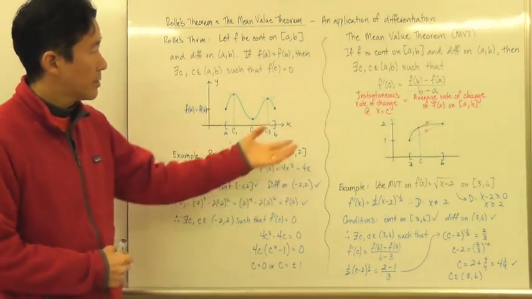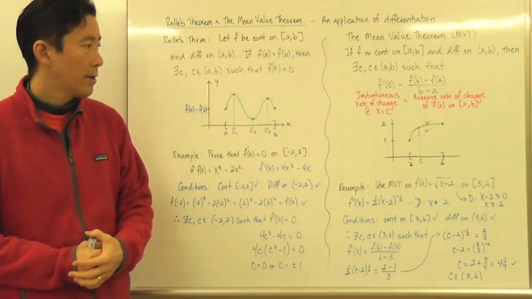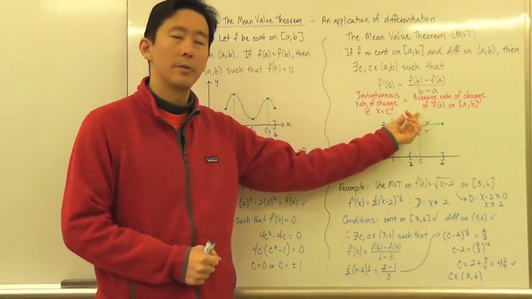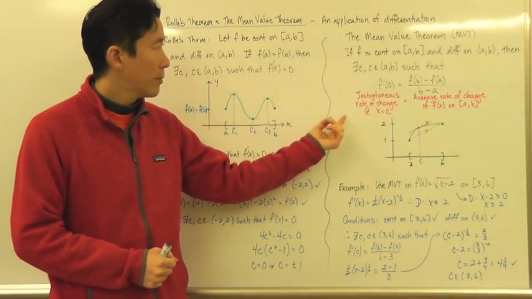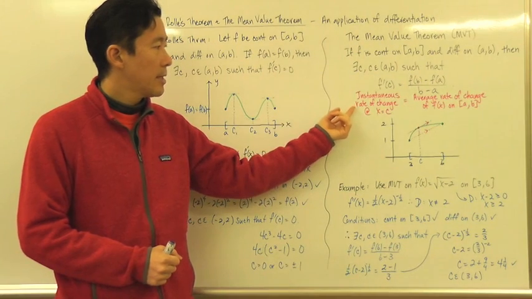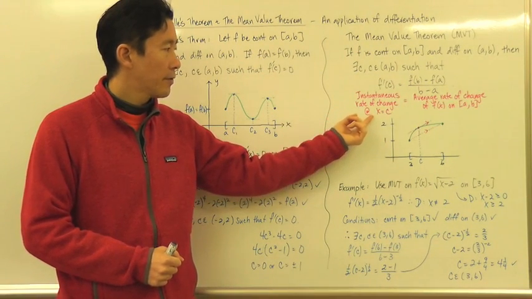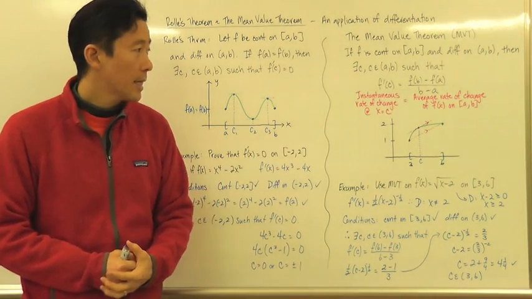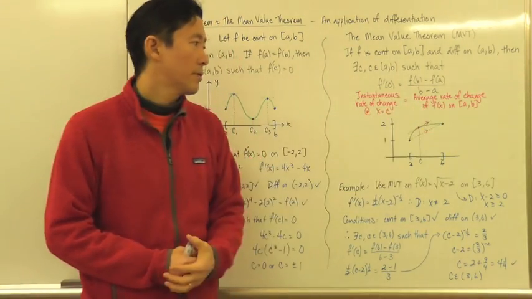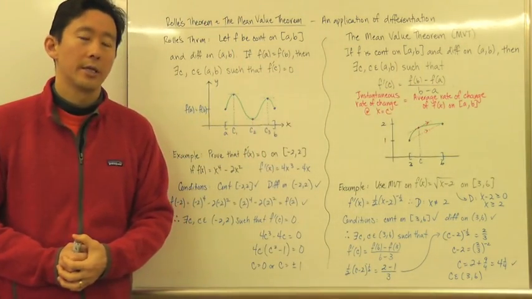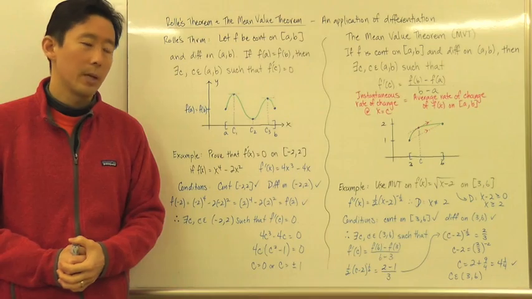And so, again, the same thing for the mean value theorem, except conceptually, please remember that for the mean value theorem, the instantaneous rate of change of the function at x equal to c is going to be equal to the average rate of change of the function over the entire closed interval from a to b.